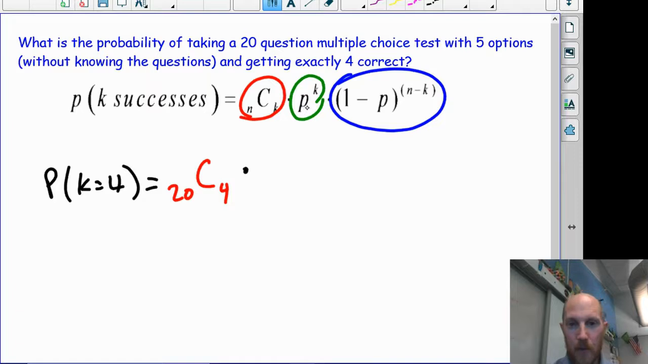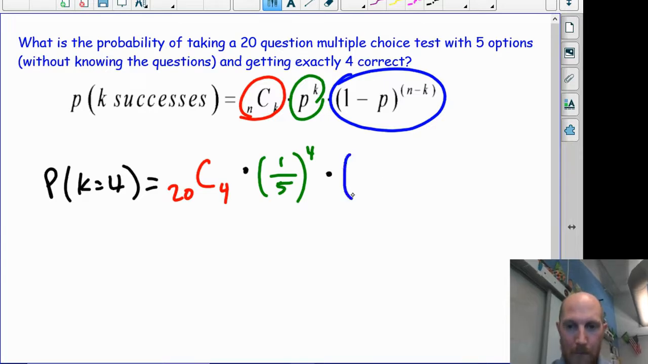Times, and then in green, okay, so each of the multiple choice questions has 5 options. Only one is the right answer and 4 of them are not. So we could write it in fraction form, you could write it in decimal form, it doesn't make any difference. But 1 out of the 5 options is correct. And my exponent is going to be 4 because I'm asked about getting 4 correct. Okay, so in green, the base, just to repeat, that's the probability of getting 1 trial correct. So it's a multiple choice question with 5 options. 1 out of 5 is correct.